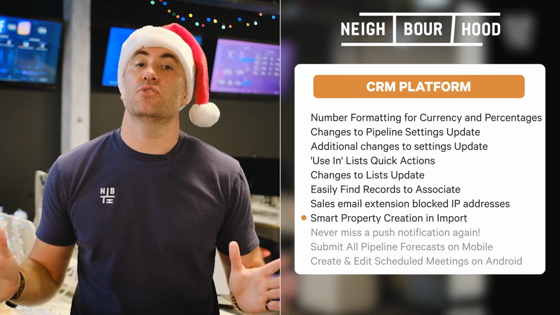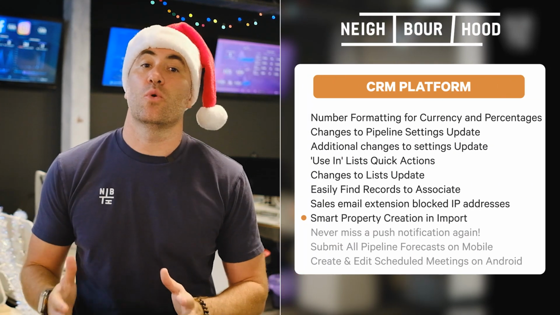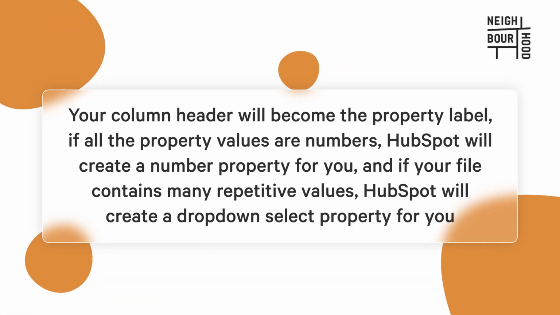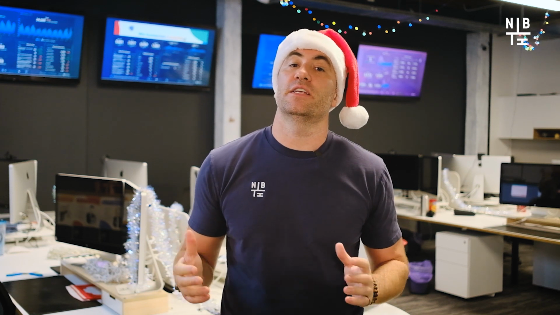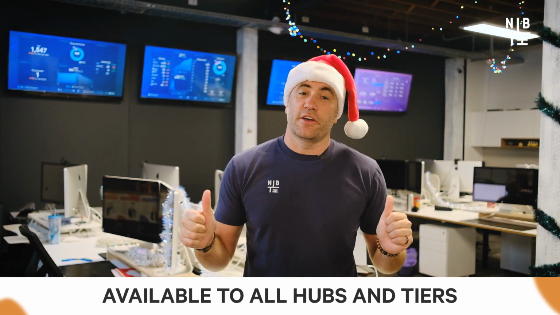Lastly, on our updates for the CRM platform, HubSpot is allowing users to now use information in the import file to autofill the various fields that need to be filled when creating a property within the import flow. For example, your column header will become the property label. If all of the property values are numbers, HubSpot will create a number property for you. And if your file contains many repetitive values, HubSpot will create a drop-down select property for you. And even better, HubSpot will also load the values within your file into the property, saving you the hassle of having to enter them into the property manually. Good to note that this will be available to everybody as well, so that's a good win too.